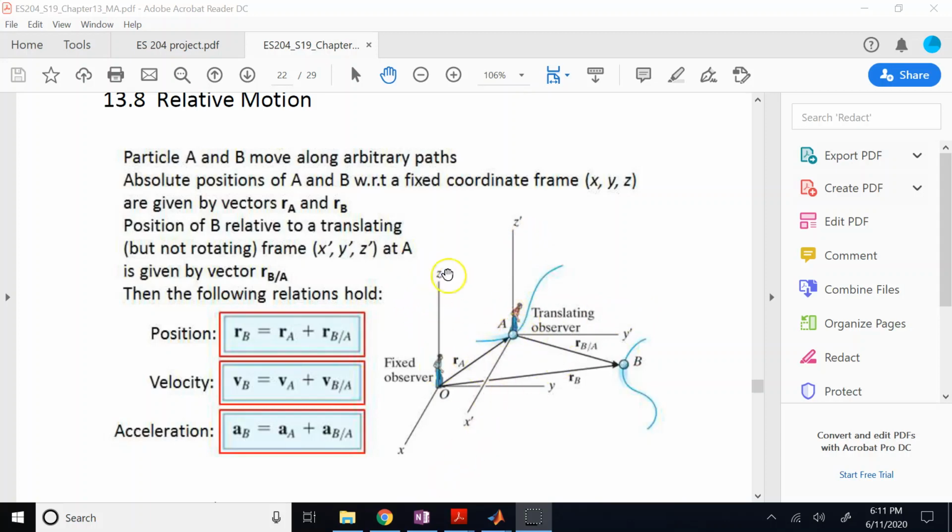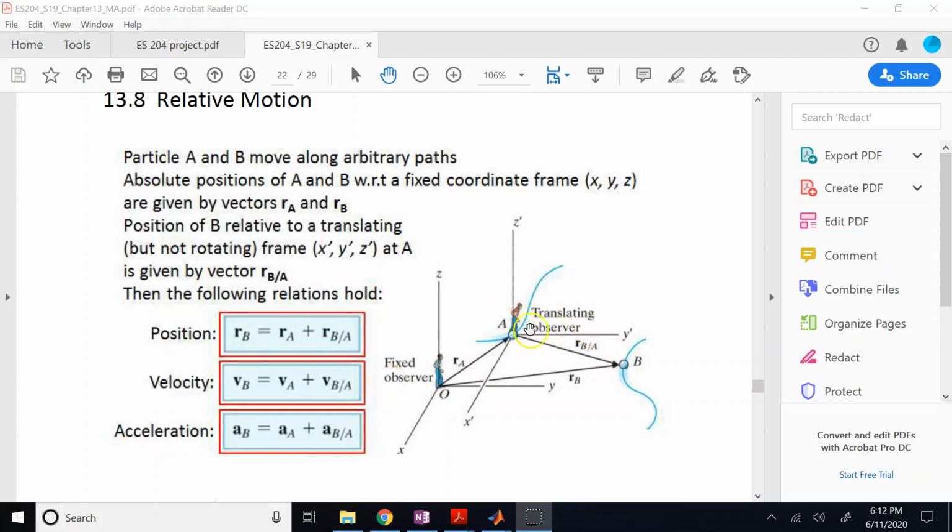So coordinate frame x, y, z and origin O are fixed. Coordinate frame x prime, y prime, z prime with origin at A, which is attached to the moving person, is translating. But both of these observers are measuring the position, velocity, and acceleration of the particle at B. Clearly, because one is moving and one is fixed, we don't expect them to report the same numbers, right? But we want to know how the measurements of these two people are related to each other.